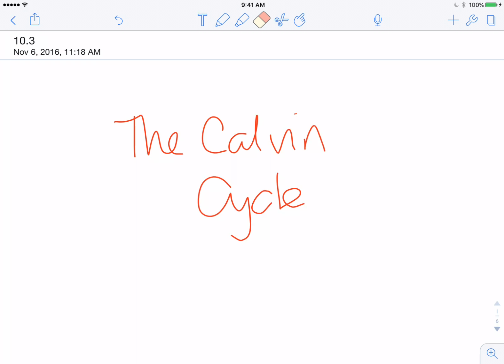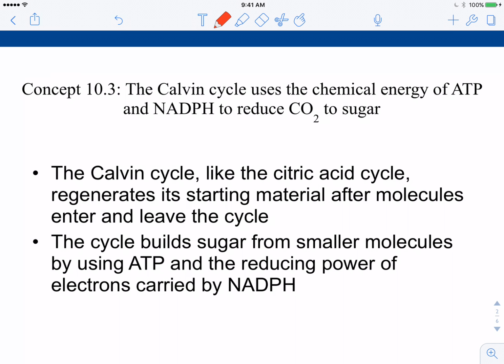All right, so let's finish up chapter 10 and do our final screencast on the last phase of photosynthesis, which is the Calvin cycle. So thus far, we've gone through the light reactions and transformed the light energy of sunlight into chemical energy in the form of ATP and NADPH. And the Calvin cycle is going to use that energy to reduce carbon dioxide, i.e. add high energy electrons, and change it into high energy storage sugars.